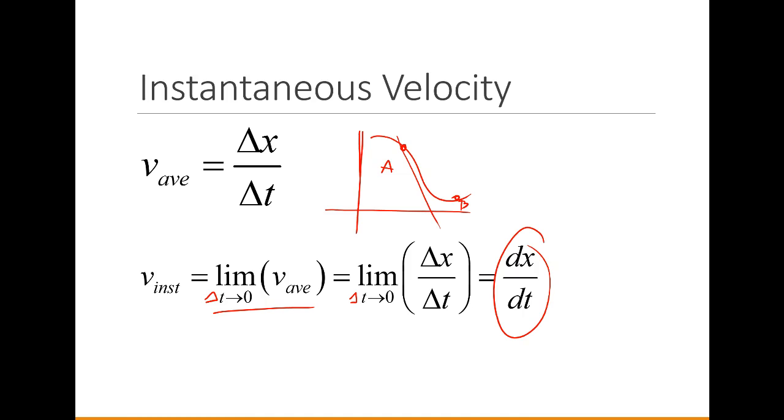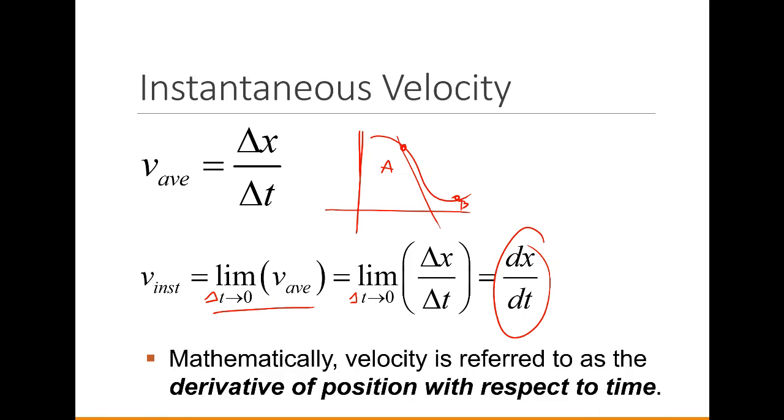I know that many of you are coming to this class with different degrees of calculus knowledge, so I'm going to try to explain some of the calculus concepts as we go along. And this is the most important one for right now, that instantaneous velocity is the limit of average velocity as delta t goes to 0. So this is the derivative of position with respect to time. That's how we write this.